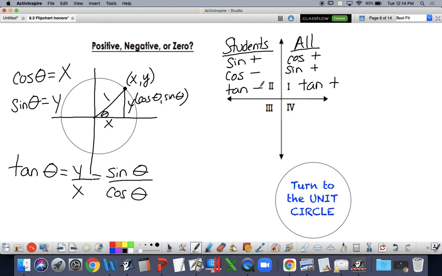Because sine is y, and y is positive in this quadrant, right? All my y values up here, they're all positive. All right, let's look down here. All students take.